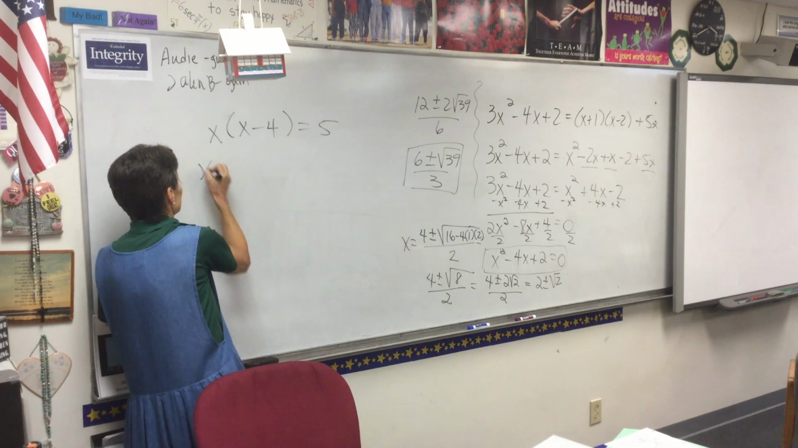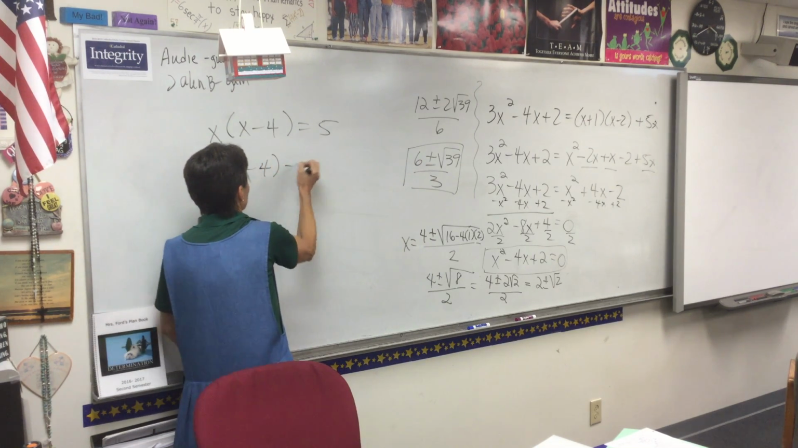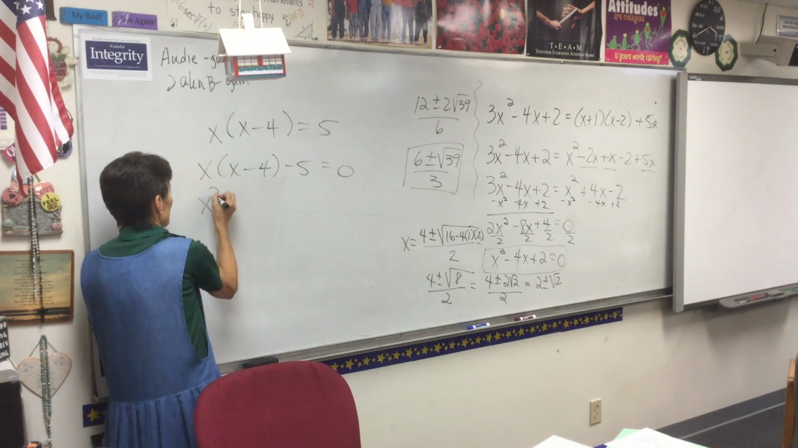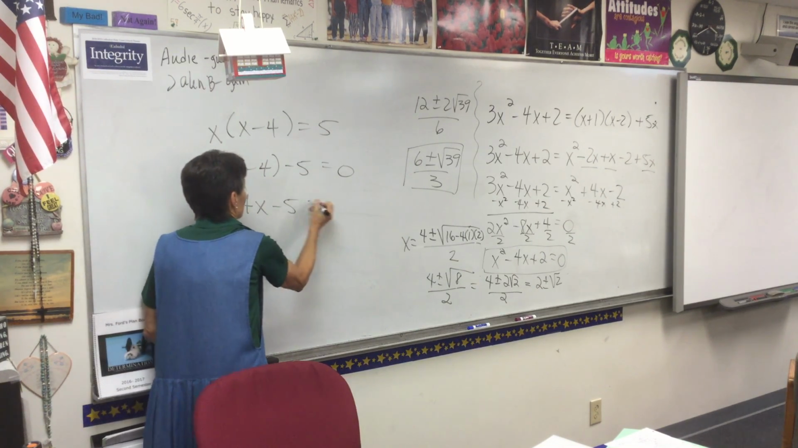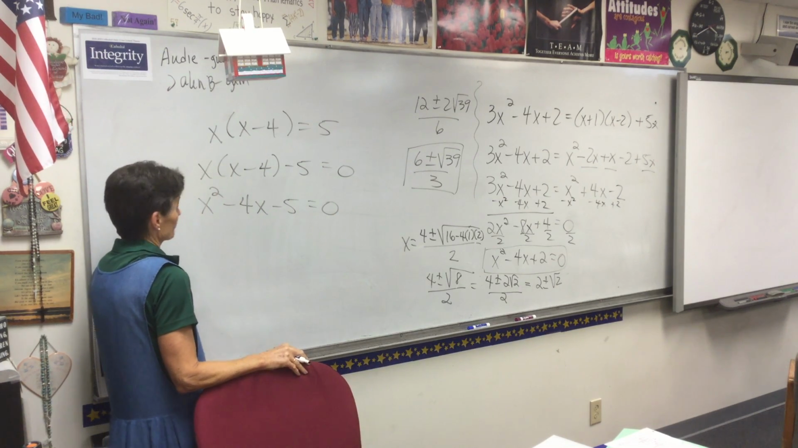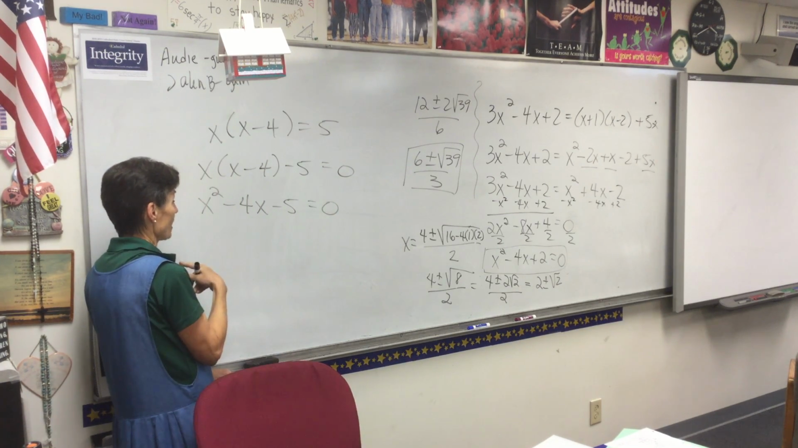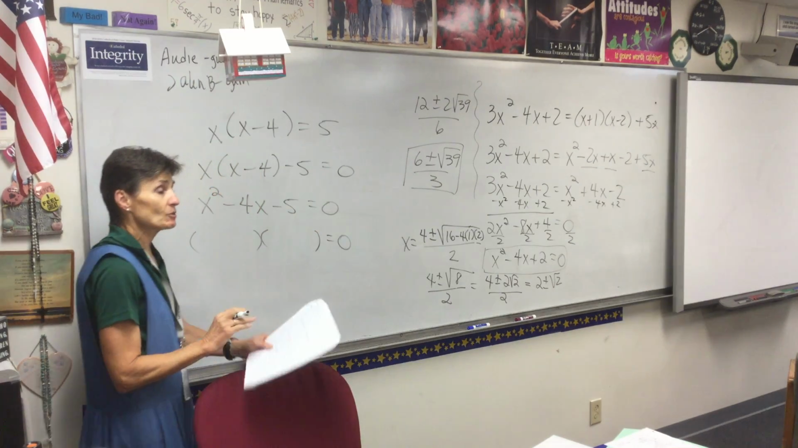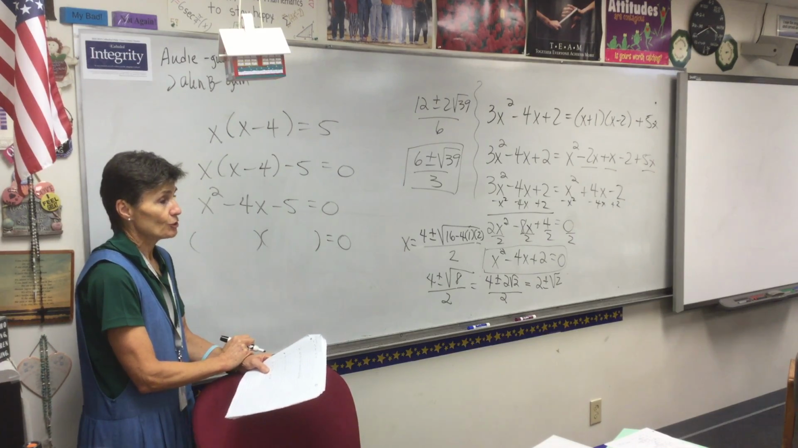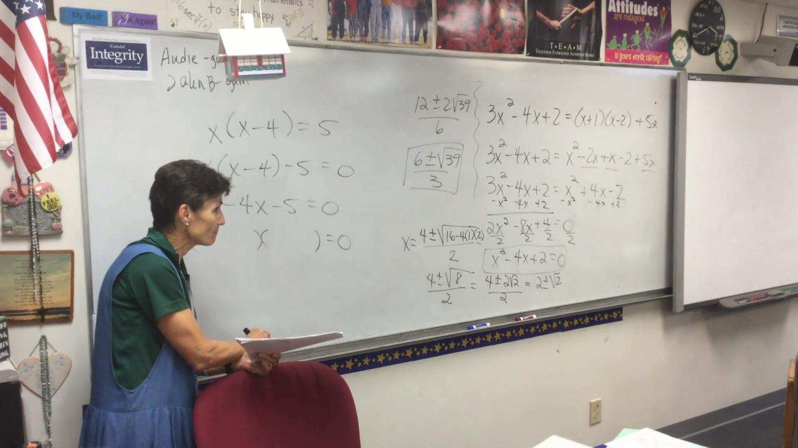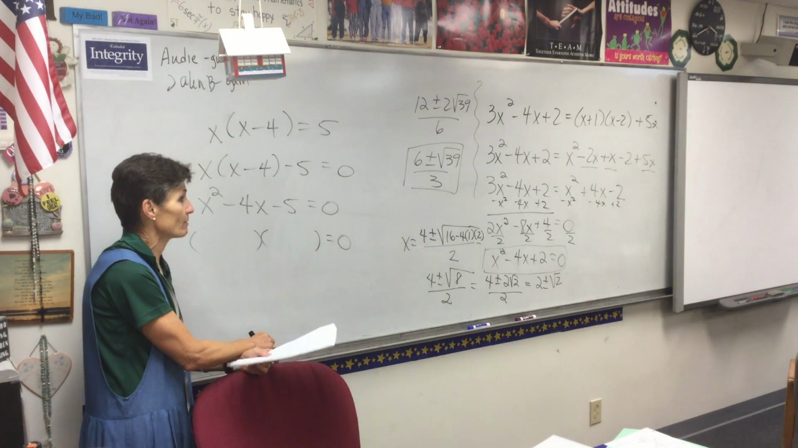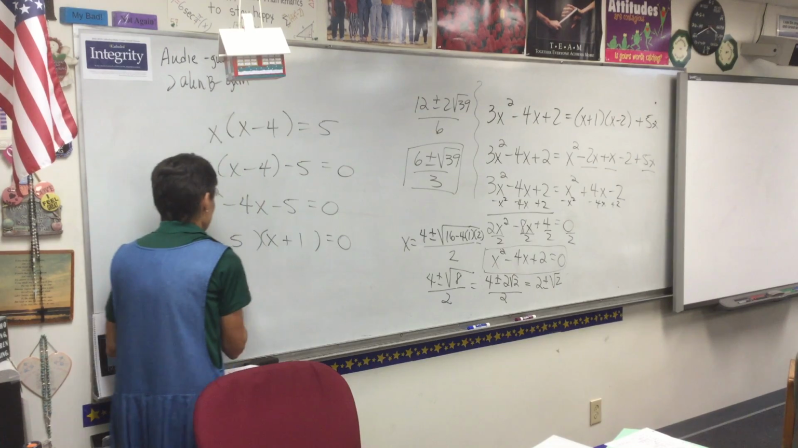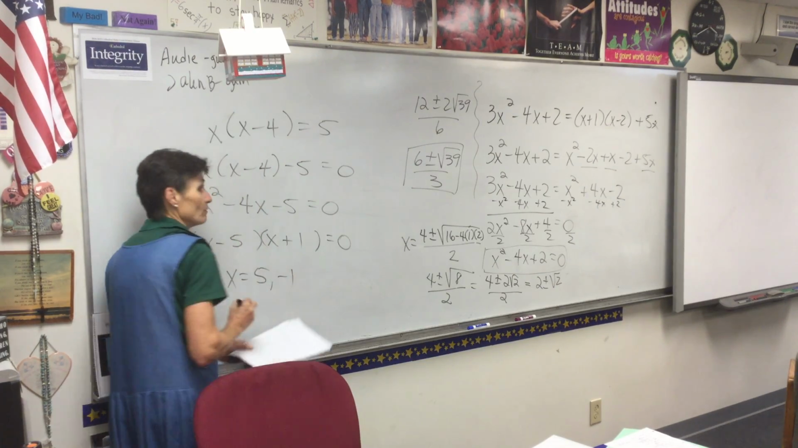Well, we need to move the 5 over. There's no question about that, because we want to have it equal to 0. And we could distribute. And this time, it actually does factor. Now, if it didn't factor, or if you didn't see that, could you use the quadratic formula one more time? Yeah. Sure. You can always use the quadratic formula. But this one does factor. So x equals 5 or negative 1.